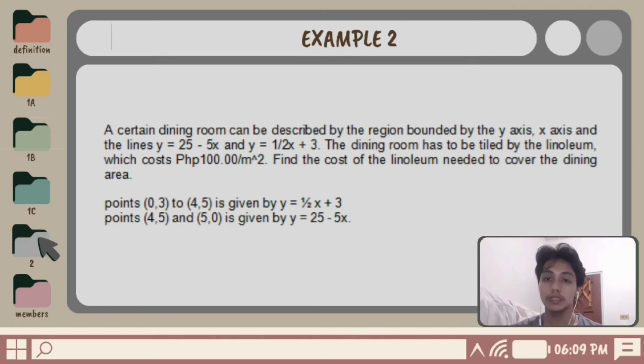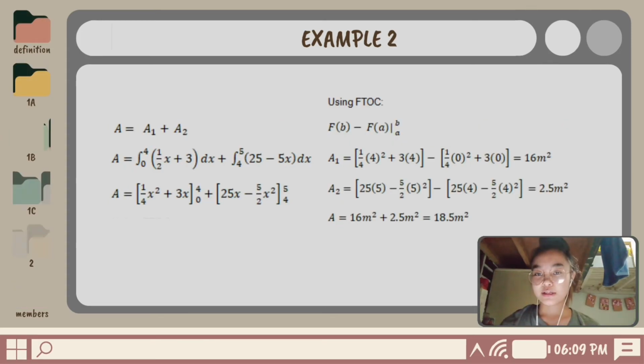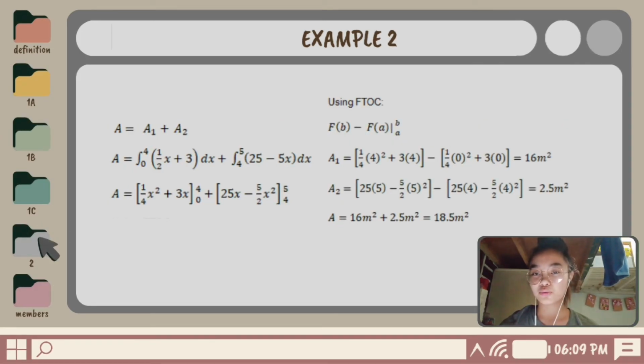So knowing that A sub 1 is equal to 1 over 2x plus 3 and A sub 2 is 25 minus 5x, we can therefore substitute these values in the given formula and express the area as the integral of 1 over 2x plus 3 between 0 to 4 dx plus the integral of 25 minus 5x between 4 to 5 dx. Next thing to do is to get its antiderivatives, which will give us the quantity of 1/4 x squared plus 3x between the boundaries of 0 to 4 plus the quantity of 25x minus 5 over 2 x squared between the boundaries of 4 to 5.